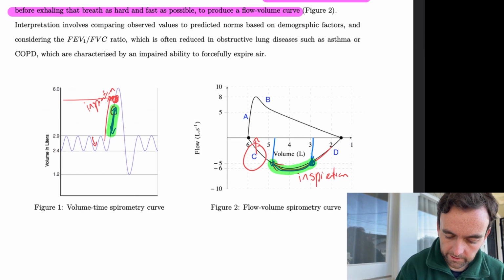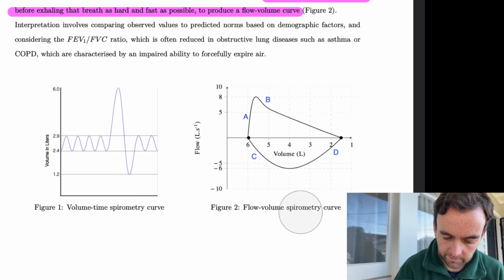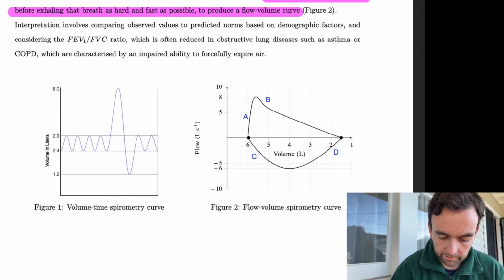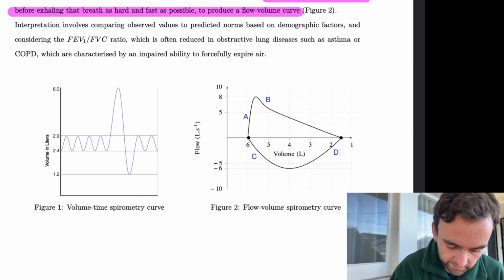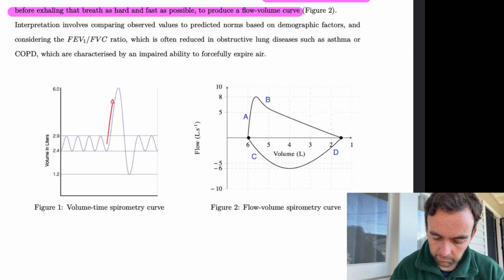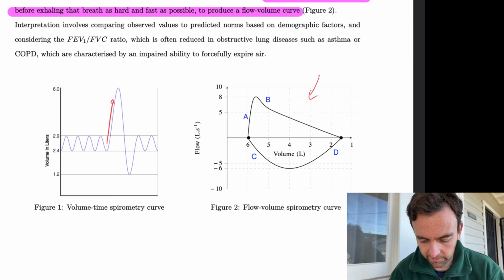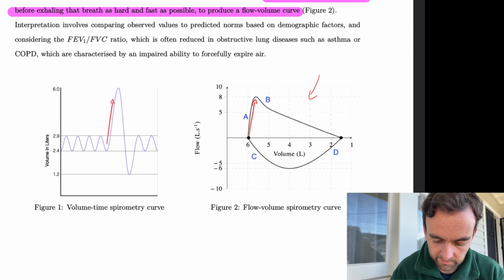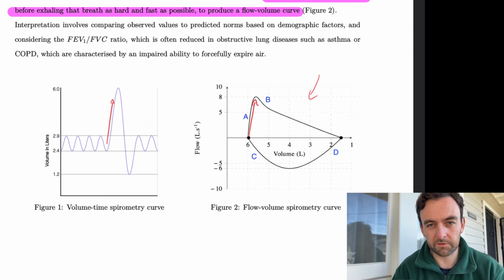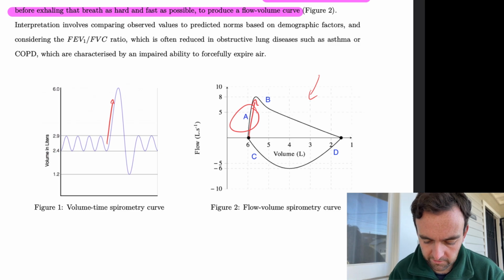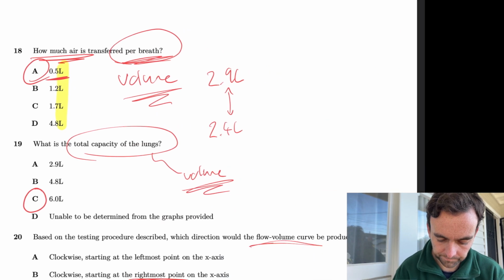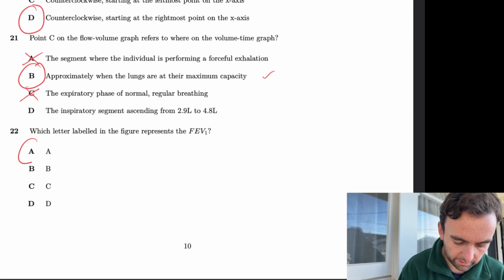Again, we're just going to go to our graphs, and we know that we could use either graph, because we know that this is the forceful exhalation, but we probably care more about this one because we do need to find the letter. So this is the forceful exhalation phase, and if it's going to be the first second, it's going to be that first second there. So it's going to be A, the first portion of that graph.